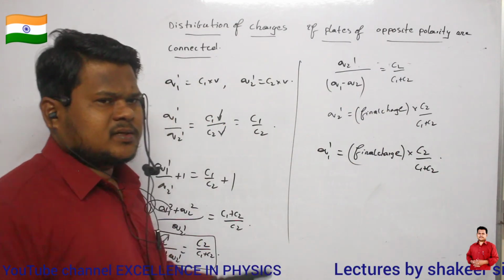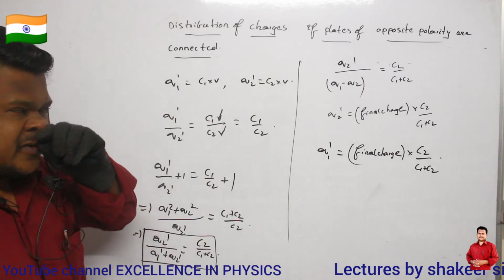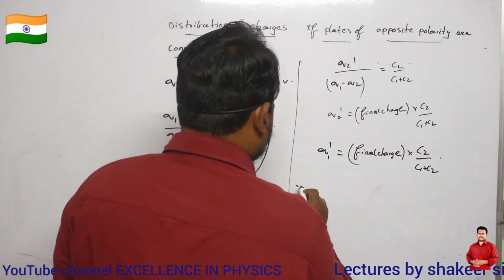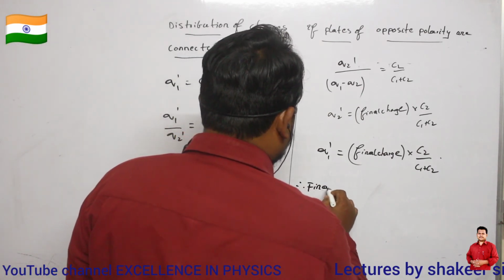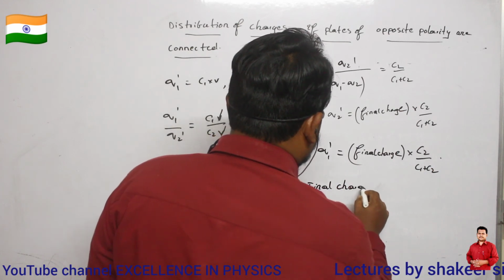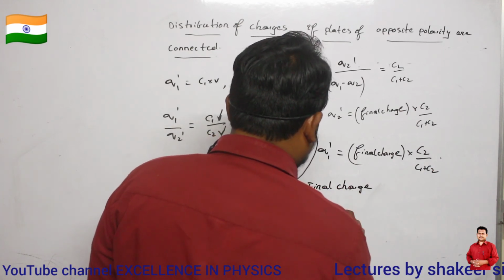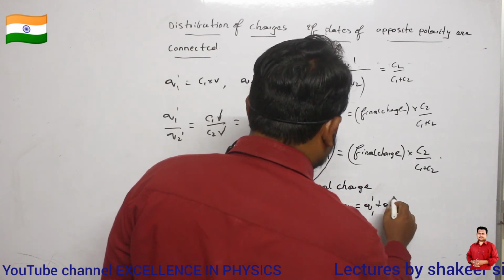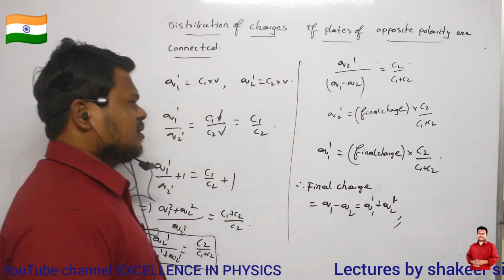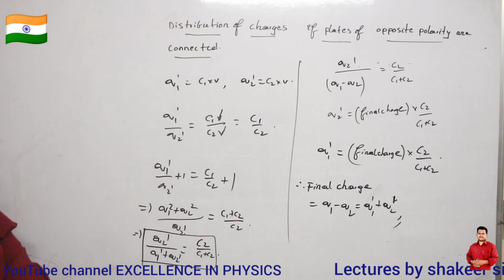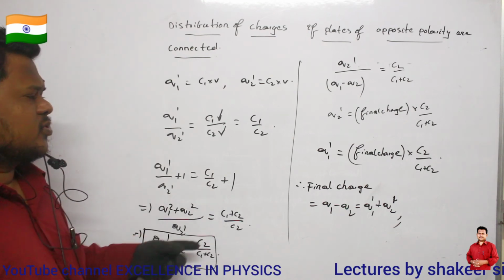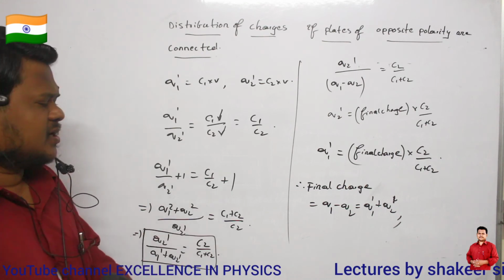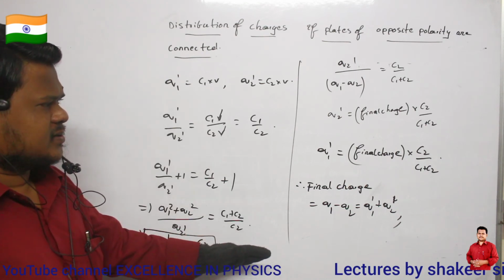So this is how we can write the final distribution of charges on each capacitor. Therefore, in how many ways can I write the final charge? The final charge can be written as Q1 minus Q2, or also as Q1 dash plus Q2 dash. So this will be the redistribution of charges on both capacitors if the positive plate is connected to the negative plate. Understandable now?